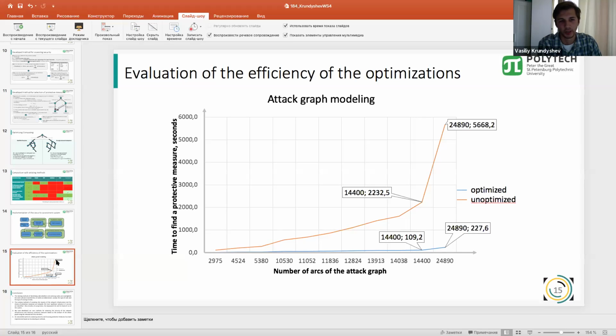In this slide, we can see how the optimized method shows the effectiveness when we compare with the unoptimized method. In this slide, we can see that the time to find a protective measure for the optimized method is 27 seconds. Okay, fine. Okay, thank you. Thank you.